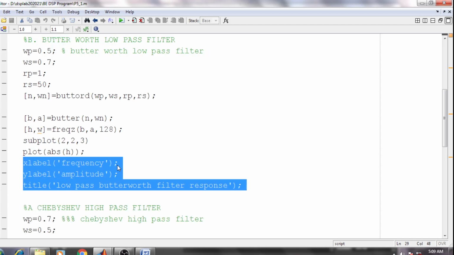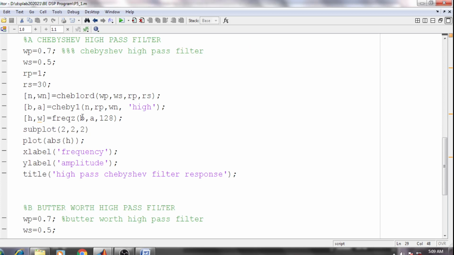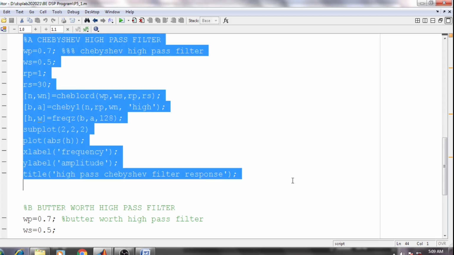Now the same concept we are utilizing for the high pass filter. I am just highlighting what the differences will be. First I am highlighting the entire code for the Chebyshev high pass filter. The same concept is adopted, only the conditions that I showed you in the function change. WP is 0.7, WS is 0.5, RP is 1 and RS is 30. Here, what condition do I need?